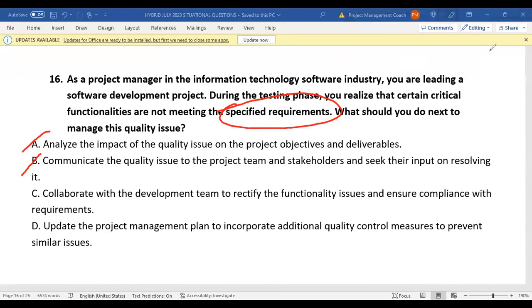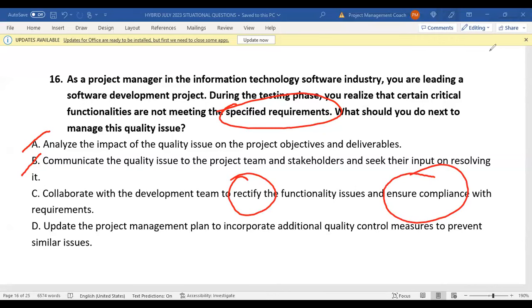Collaborate with the development team. Keyword, rectify the functionality issues and ensure compliance. Even if you feel, oh, nothing else is affected, no, you should ensure compliance. So C is beginning to look like a possible best option. Let's take a look at D.